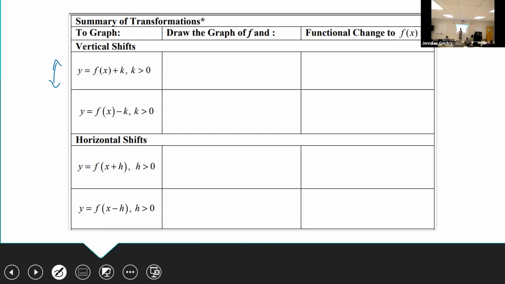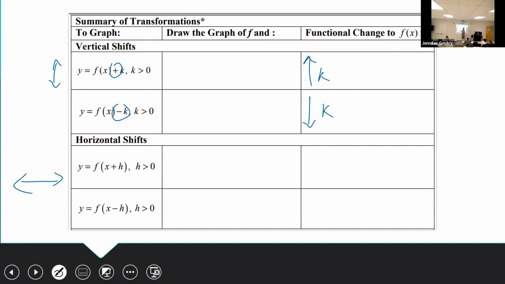You said if you add it, does it go up or down? It goes up k units, right? If I subtract k, I go down k units. Isn't that what we said? Yes. Okay. Horizontal shift, where am I shifting? Over. Left and right, right? Correct?